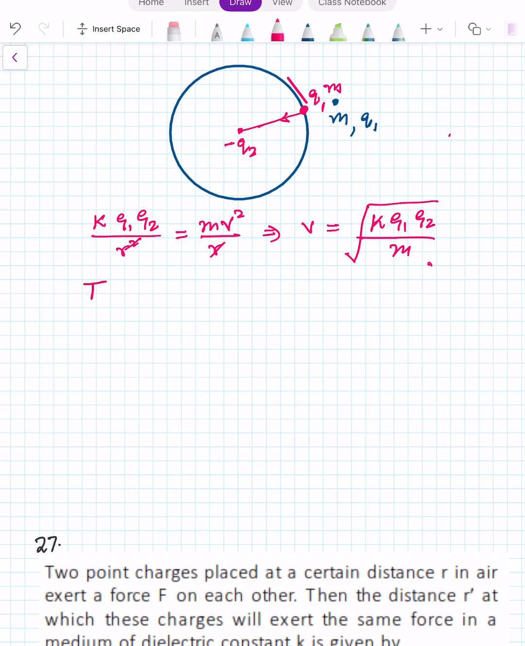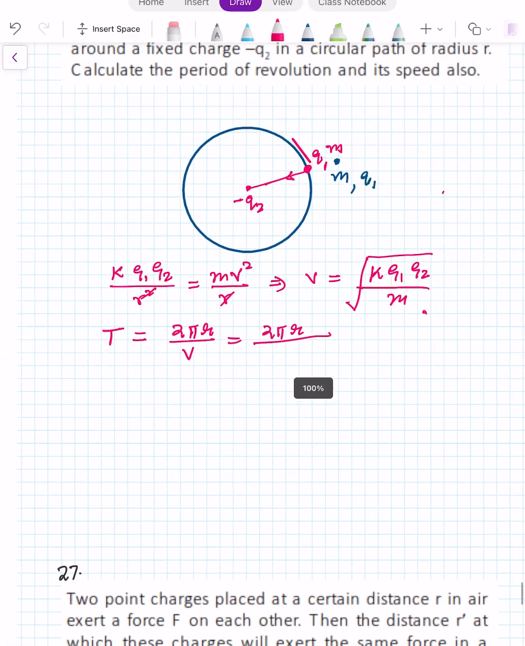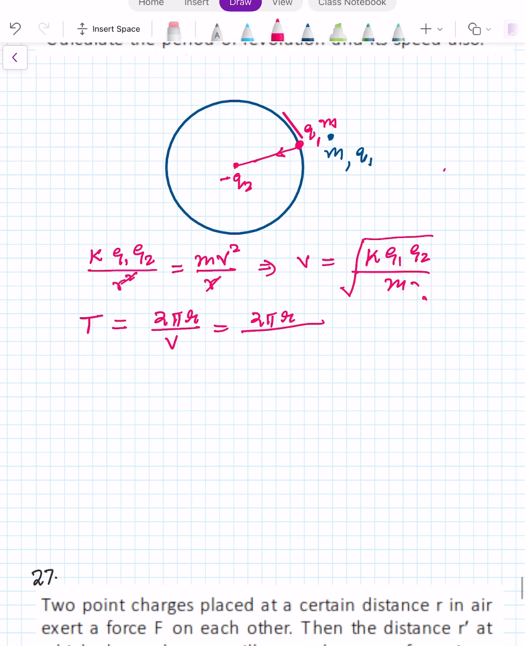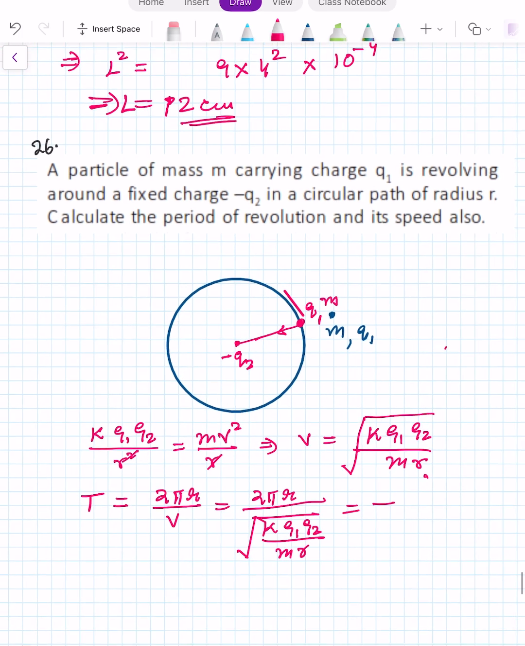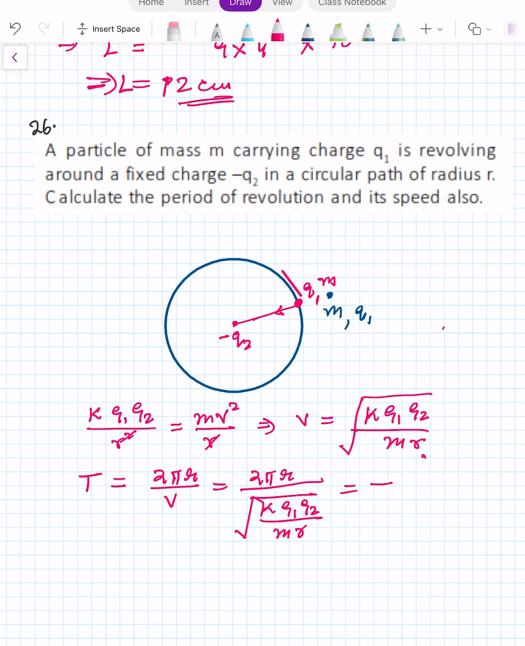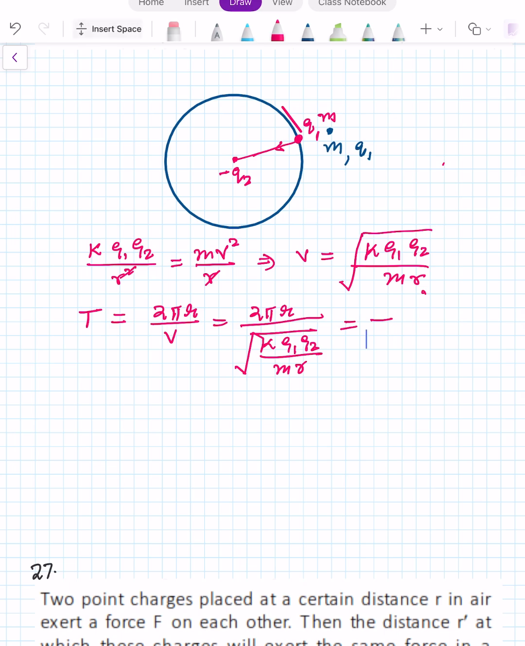Now the second thing they are asking: find the time period of revolution. Time period of revolution will be T equal to 2 pi r upon v. So 2 pi r upon v, where v is under root K q1 q2 upon m r. So from here you can get the value of the time period also. So this way, the concepts involved here are electric force and a slight concept of circular motion, uniform circular motion. Now let's take the next question.